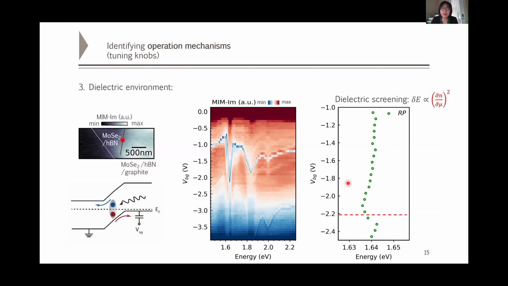The third thing we measured was, as a function of dielectric environment, what happens? As a function of dielectric screening, if you have a nearby metal versus a nearby insulator, there are different screenings. This type of screening can also give rise to jumps of the binding energy of the exciton, and this is what we also observed.